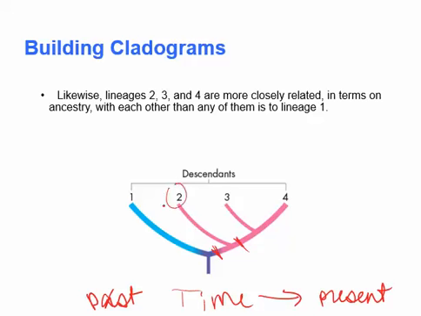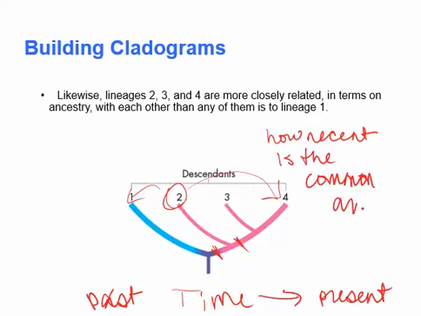So if we're looking at number two, who is number two more closely related to? Number four or number one? And remember, you can't go by who they're closer to on the cladogram. You've got to look at how recent the common ancestor is. The more recent, the more closely they are related. So, if we're looking at two and four, who would they be more closely related to? That's right, four, because the common ancestor is more recent.